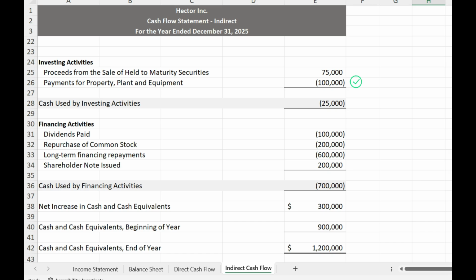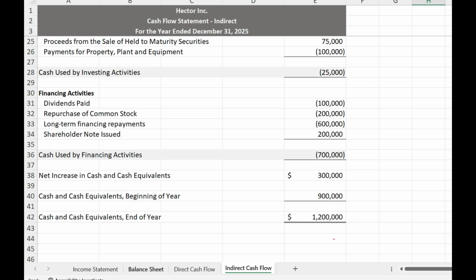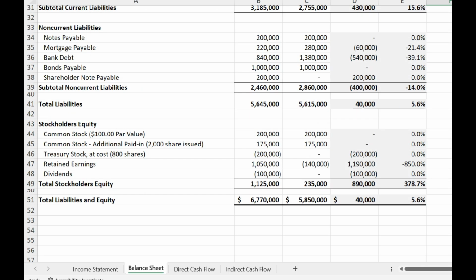All right, let's flip over to the financing activities. Again, this looks identical to what's on the direct cash flow statement. And we're going to grab these items off the balance sheet as well. We're going to go to the equity section and grab dividends paid. This was $100,000. Next, I'm going to get the treasury stock, the purchase of common stock that happened in 2025. Grabbing that from the balance sheet, that was $200,000.